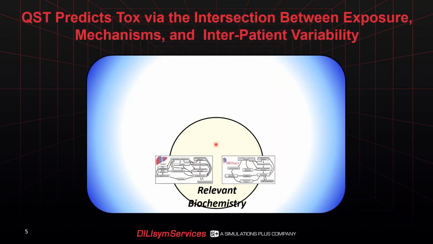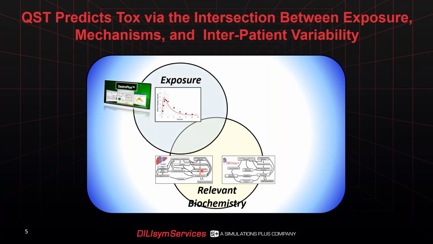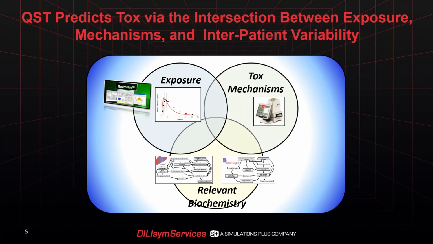First of all, for those of you who are less familiar with DILIsym and quantitative systems toxicology in general, I wanted to mention what makes up a quantitative systems toxicology model. We start with a mathematical representation of the relevant biochemistry. For today's webinar, of course, the liver and the biochemistry of the liver is most relevant and most important. We layer on prediction of the exposure of the compound, in our case, typically through our flagship GastroPlus product. And lastly, we introduce the specific toxicity mechanisms that intersect with the biochemical pathways and can lead to problems. This combination of things leads to the prediction of toxicity.